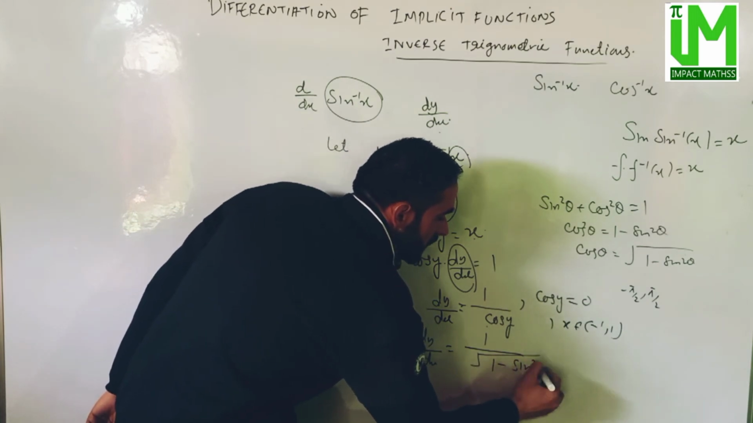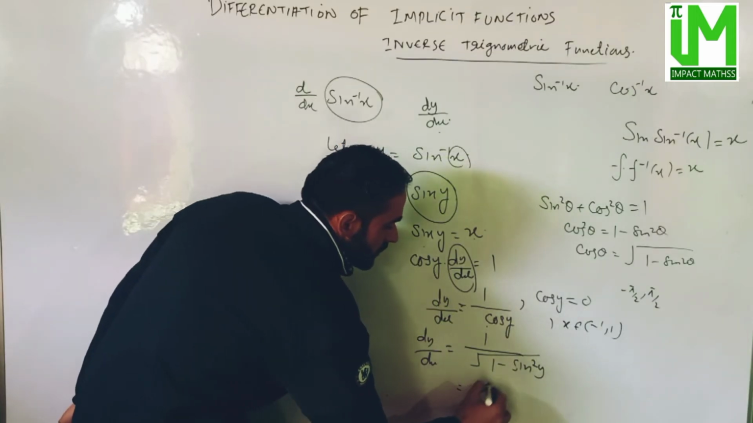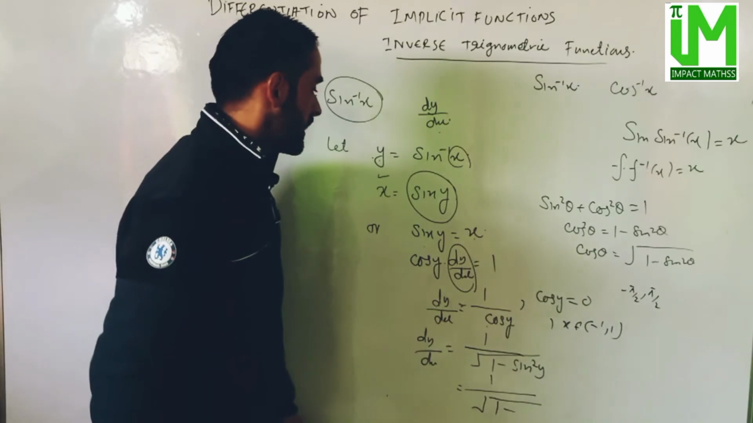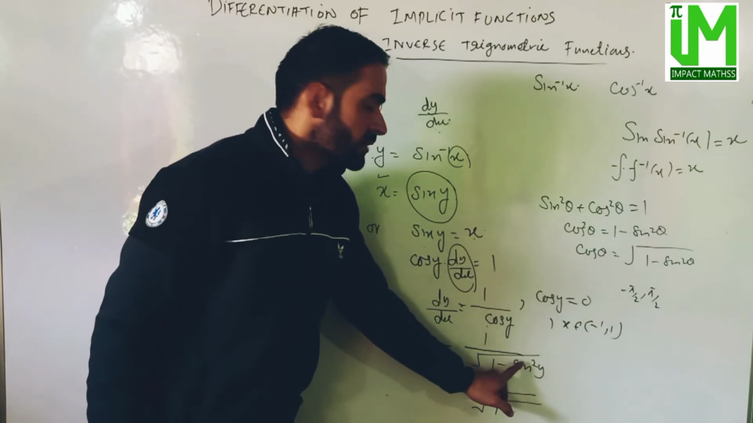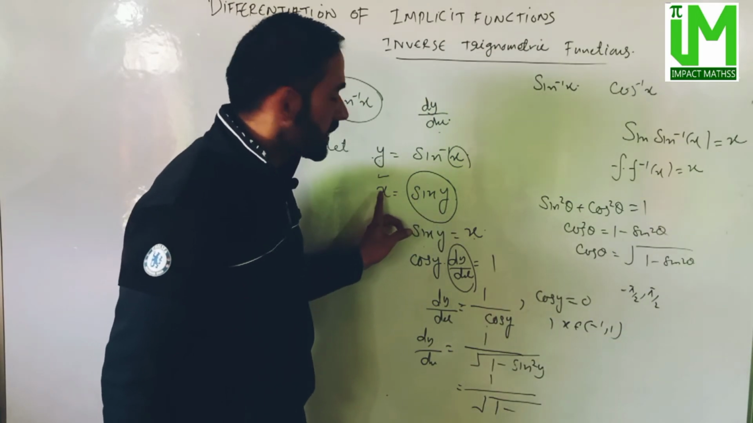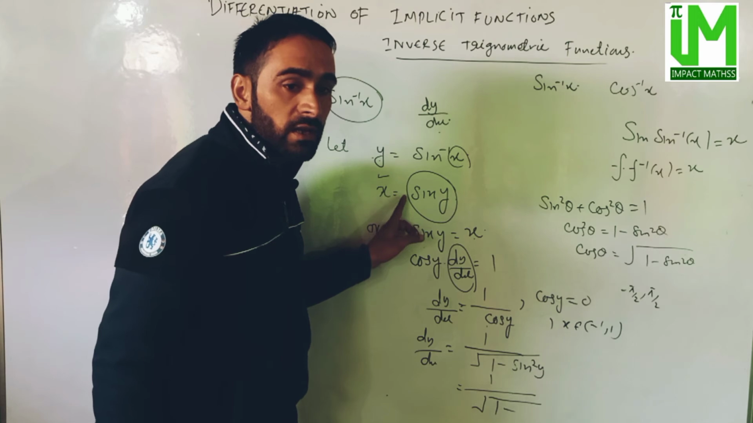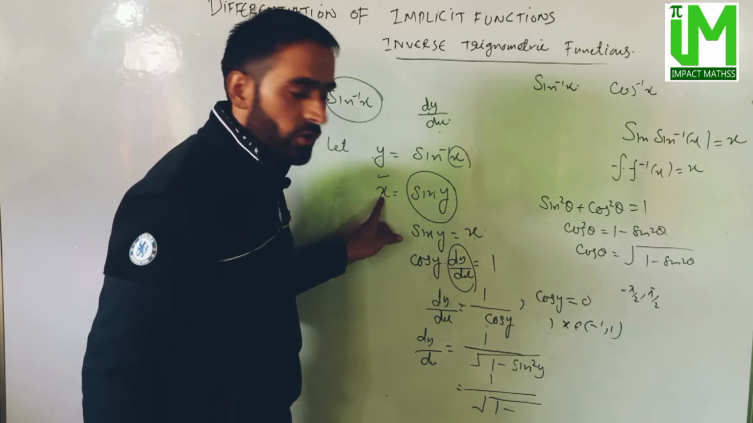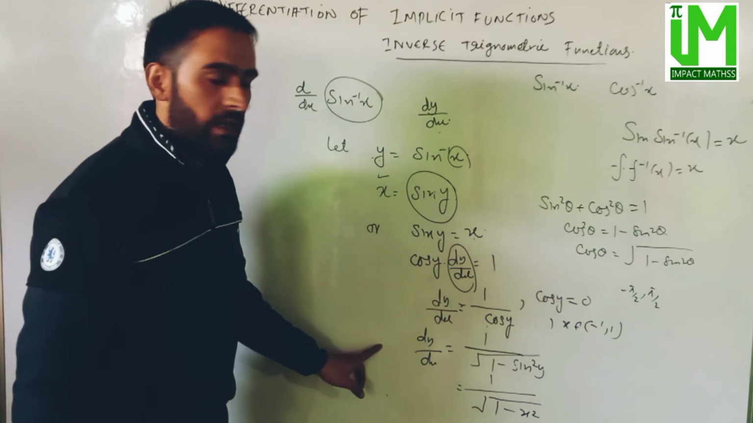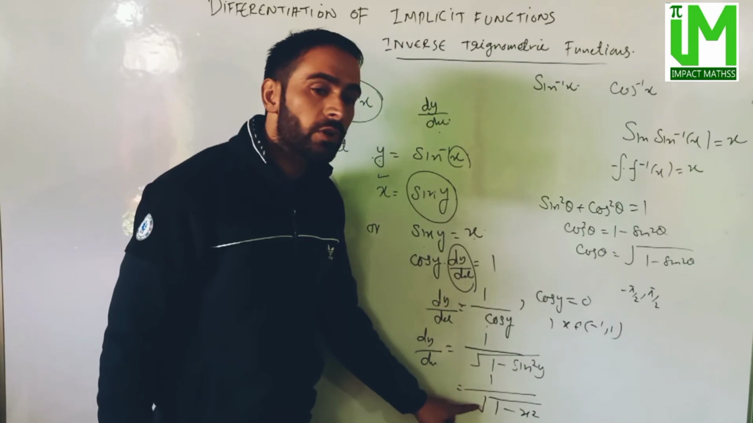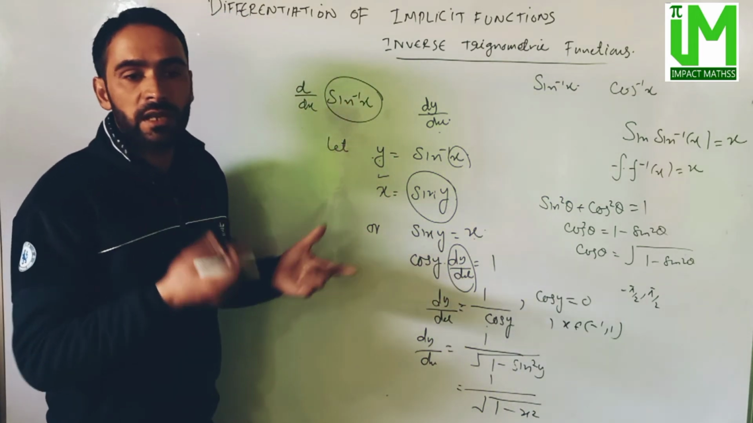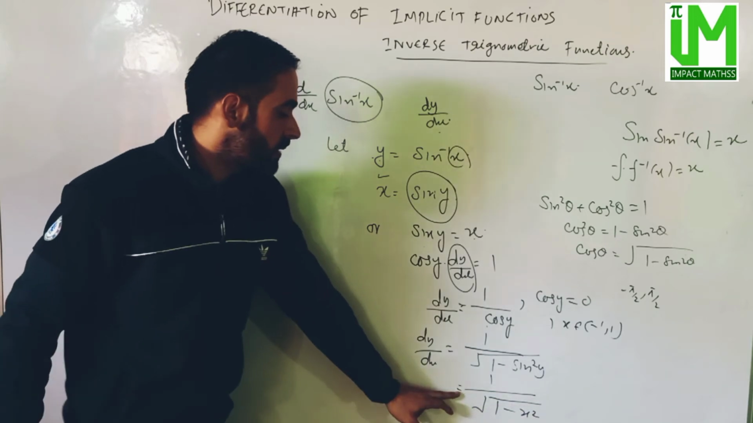So cos y is under root of 1 minus sin square y. So it will be 1 divided by under root of 1 minus sin square y, where sin y is equal to x, so sin square y is x square. So it will be 1 minus x square. That means dy by dx is equal to 1 divided by under root of 1 minus x square. If you take the derivative of cos inverse x, that is minus times 1 divided by under root of 1 minus x square.